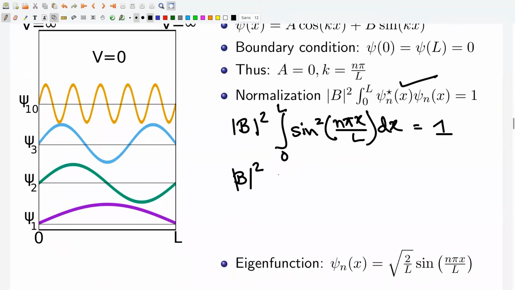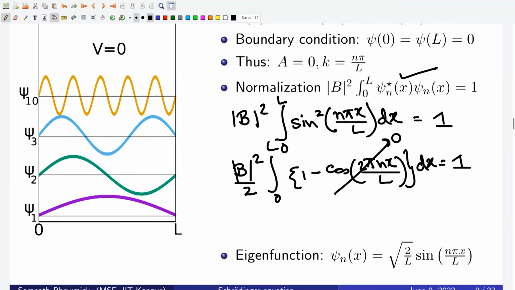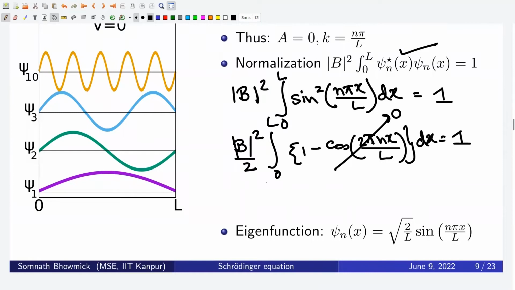Now we can write it as 1 minus cos 2 pi nx by L dx is equal to 1, and this part of the integral is going to be 0, which implies that B square by 2 times L is equal to 1, and that gives me the constant B, which is equal to root over 2 by L. Thus, the eigenfunction is written in this form.